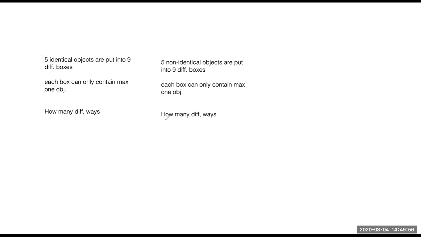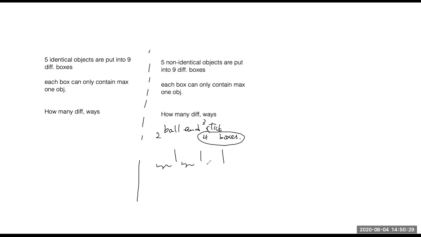So let's see how to do it. Actually, we use a method we call the ball and stick method. So let me simplify the case, okay? Let's say there are 2 balls and 4 boxes. If there are 4 boxes, we use 3 sticks. So 1, 2, 3, okay? Why do we use 3 sticks? Because there are 4 regions. Can you see? 1, 2, 3, 4.